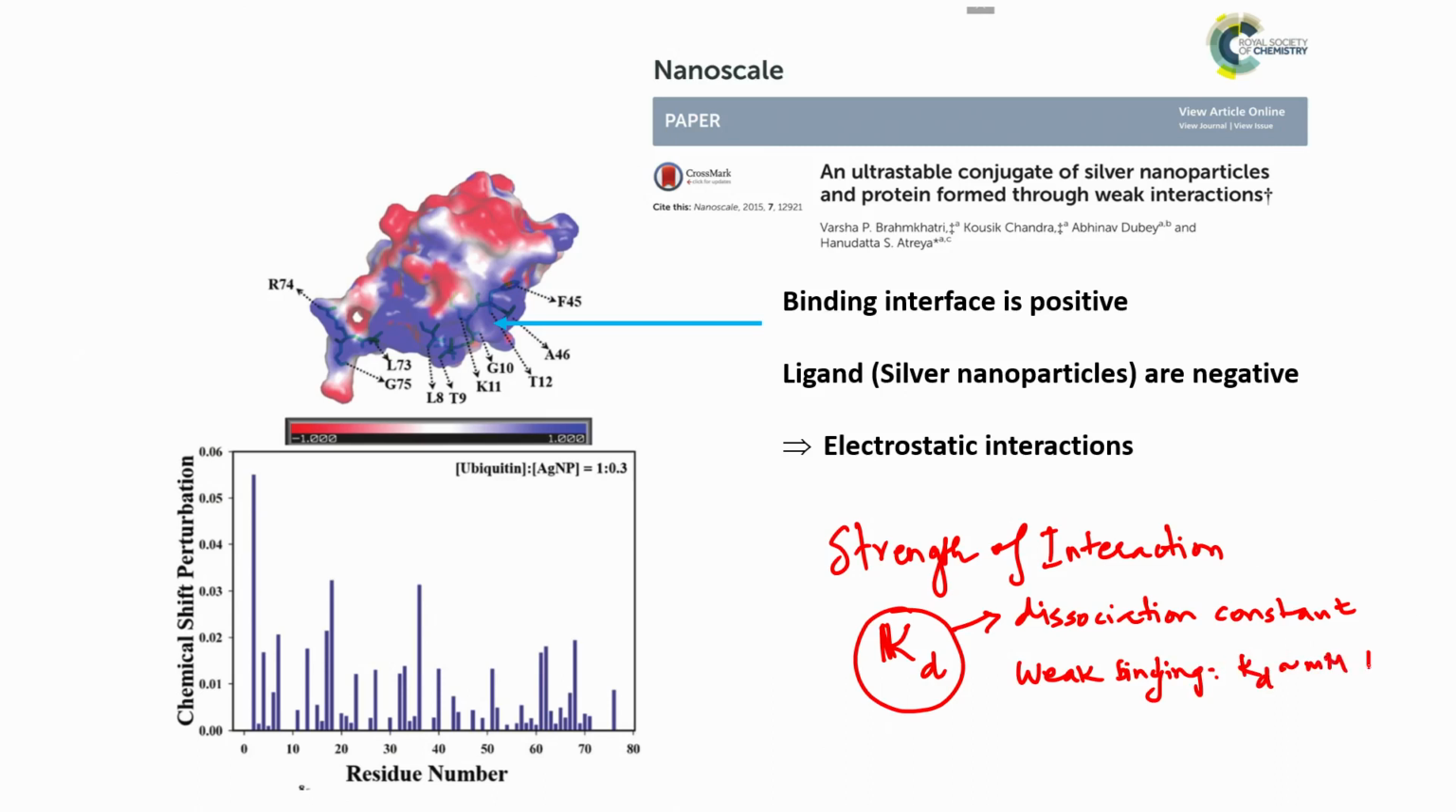millimolar to micromolar values, and strong binding will be Kd in the range of micromolar to nanopicomolar. So, these are the typical ranges of the binding affinities. So, this is also called binding affinity. So, let me write down binding affinity.